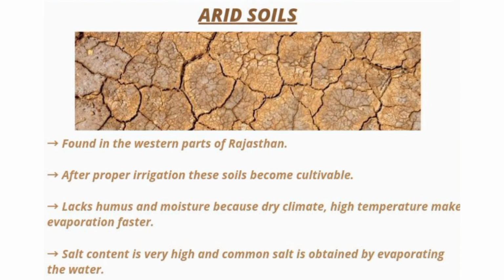Arid soil. Found in the western part of Rajasthan. After proper irrigation, these soils become cultivable. Lack of humus and moisture because of dry climate, and high temperature makes evaporation faster. Salt content is very high and common salt is obtained by evaporating the water.